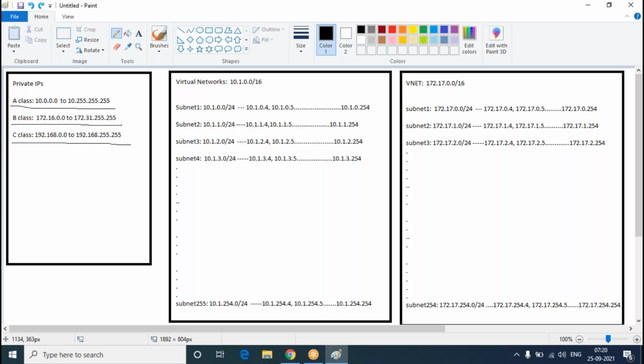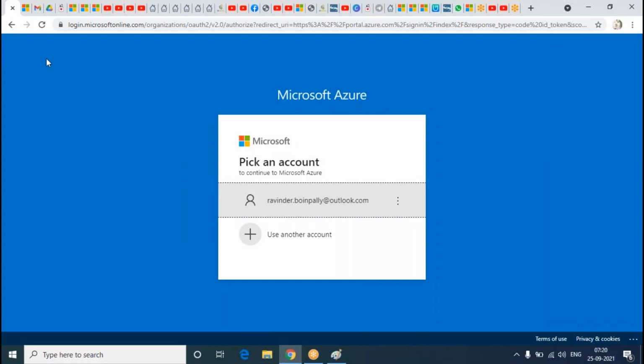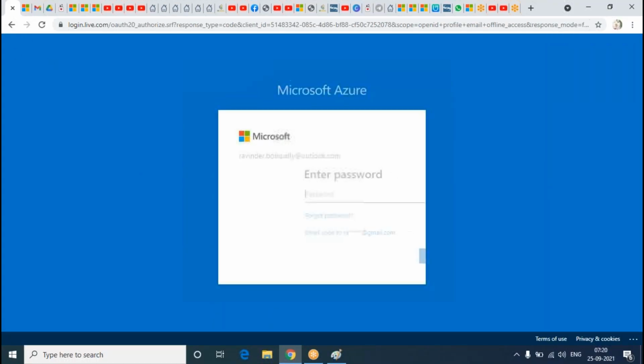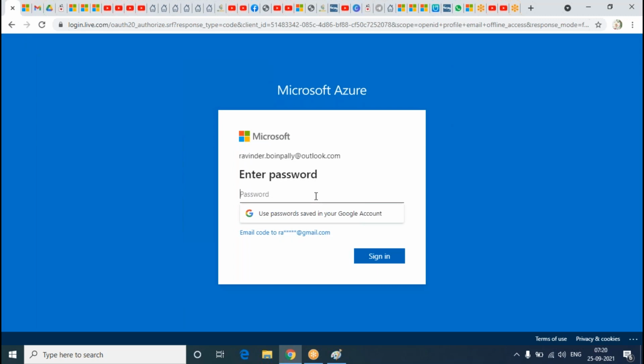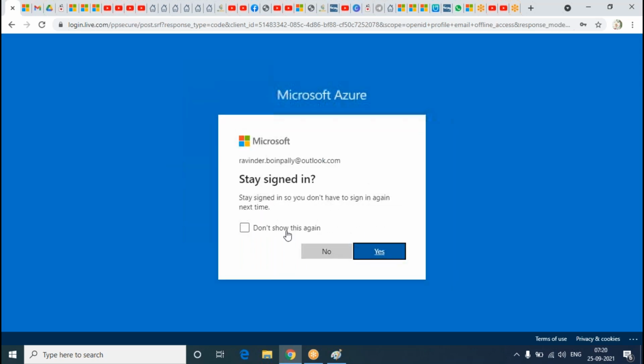Right. If you are clear on this, guys, anything we plan in the cloud, the first thing is the network, not the resources. How we control the network and how we protect the network has to be designed through the network only.